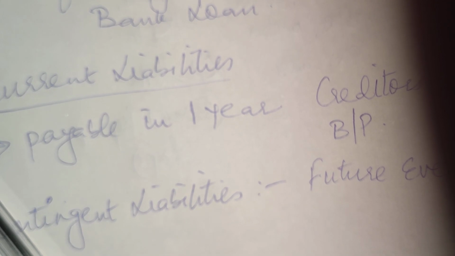So contingent liabilities are not recorded because they are not real liabilities as of now. They are shown as a footnote, as information that they may become our liability in the future.